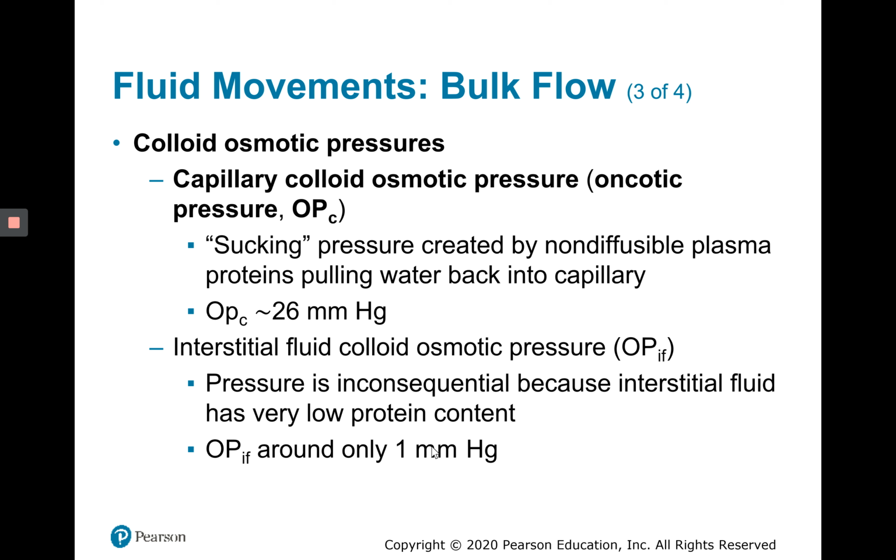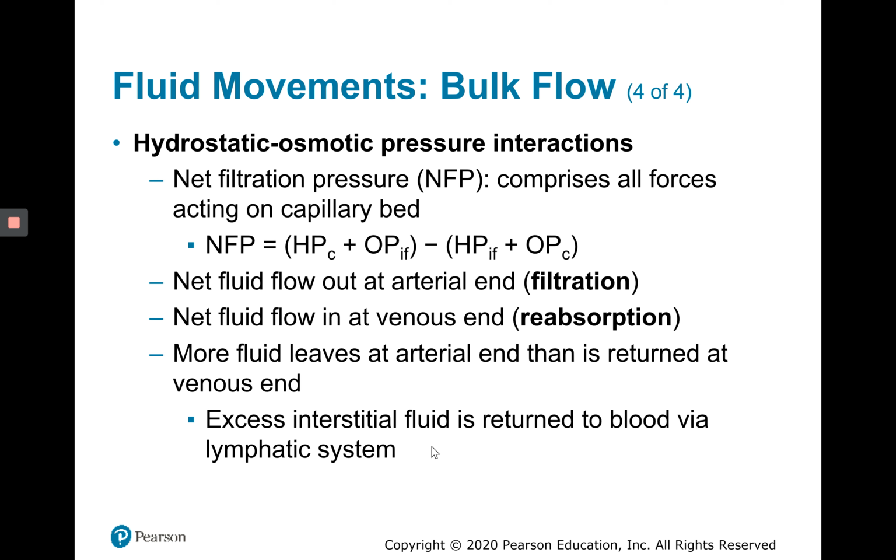Interstitial fluid colloid osmotic pressure is relatively low, only about 1 millimeter of mercury, and this is the pressure that tries to pull water into the interstitial space. It's able to pull stuff into the interstitial space, but because of albumin in the capillary, we are actually able to hold on to enough water to maintain the proper concentration of water in blood plasma. So albumin is really important for maintaining capillary colloid osmotic pressure.